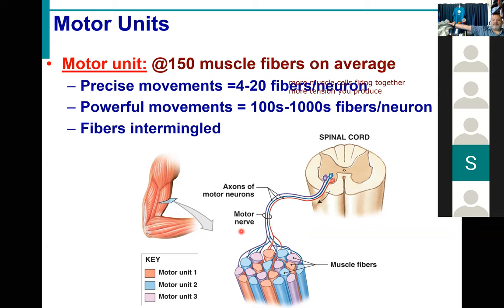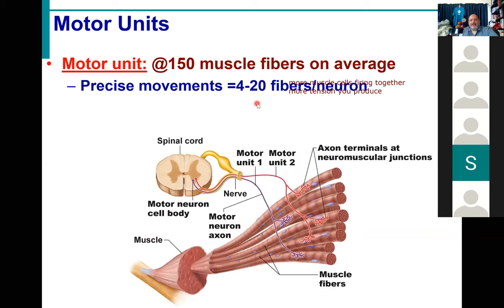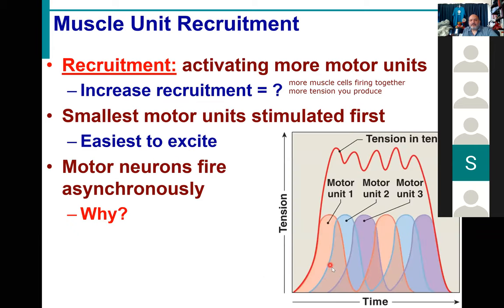However, if I'm able to switch back and forth between them, first fire the red, then fire the blue, then fire the purple, then fire the red again, then the blue, then the purple. If I'm able to fire through them asynchronously, where they're not all firing at the same time, then notice what I'm able to do is with each one, fire those muscle cells and let them relax, and then fire those muscle cells and let them relax.